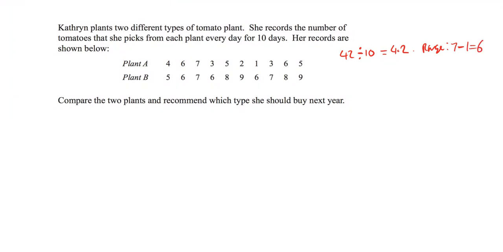Now, plant B, if I add those numbers, they look larger, and they do in fact come to 71. So to work out that mean, I do 71 divided by 10, and that is 7.1.